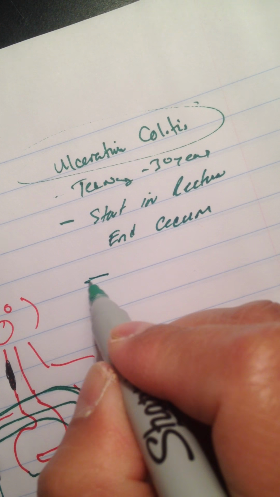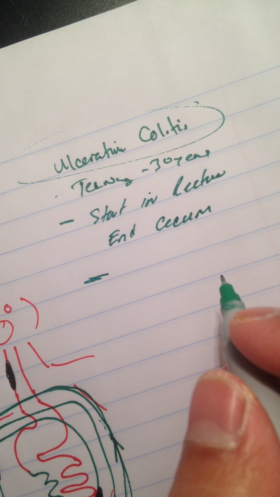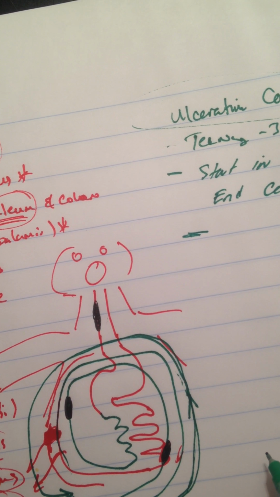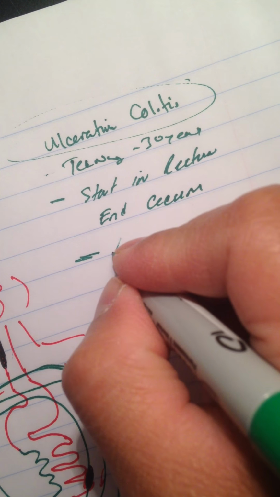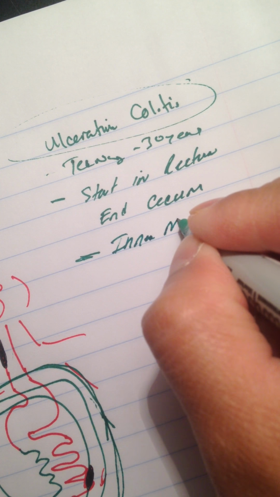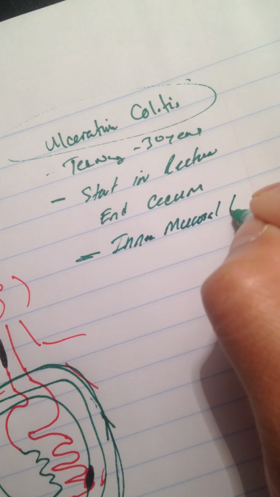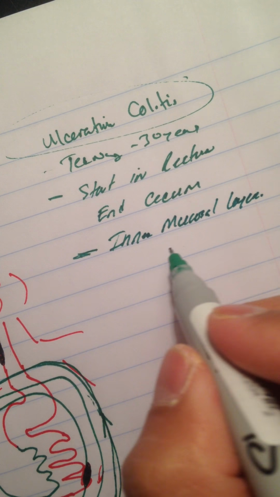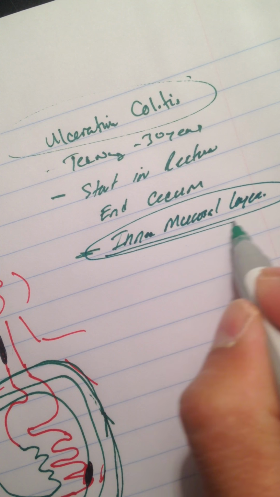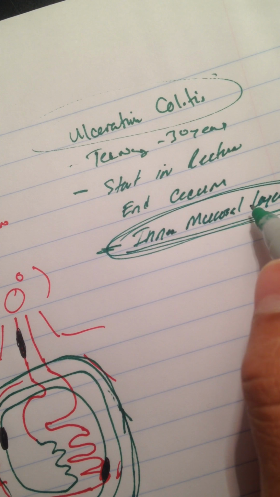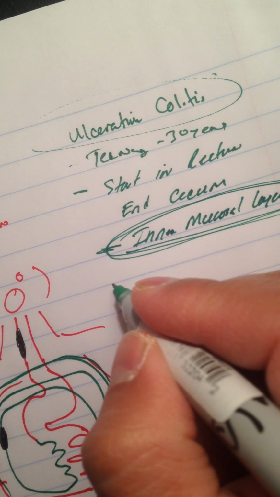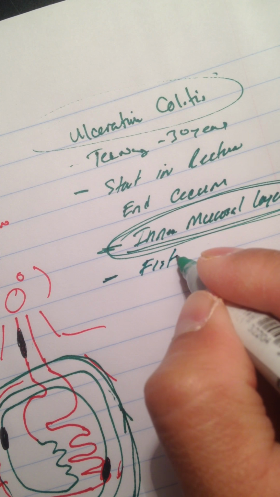Now we talked about how in Crohn's, all layers of the intestine are affected. In ulcerative colitis, only the inner and mucosal layers are affected. So yes, sometimes perforations may occur, but it is very rare with ulcerative colitis. And for that reason, fistulas are also rare.